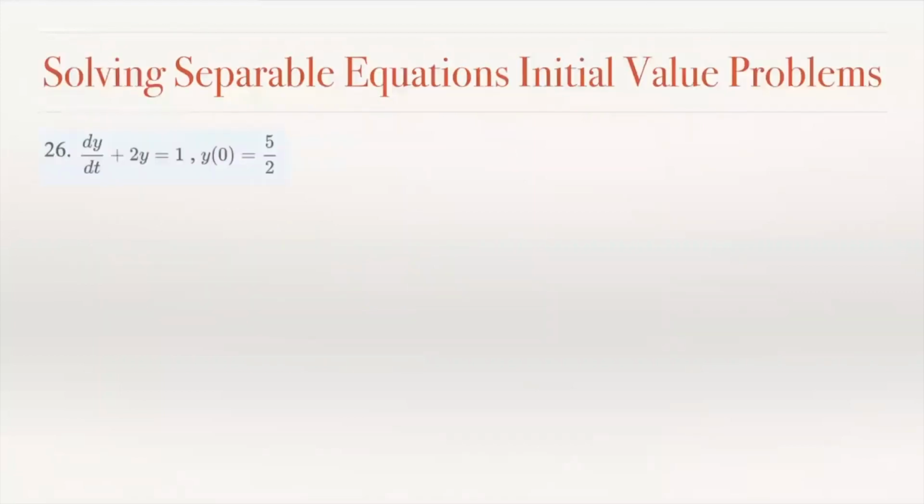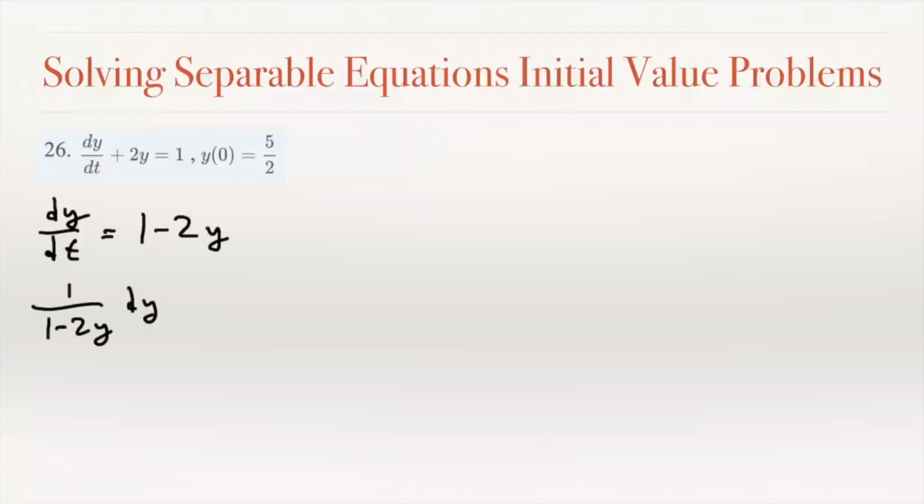Okay, so you tried your hand at solving one separable differential equation. Try your hand at another. This time it's an initial value problem. And as you can see, this one is straight from the homework. You'll just have different numbers. Okay, take a minute. All right, so we have dy dt is 1 minus 2y. And separating, we have 1 over 1 minus 2y dy is dt.